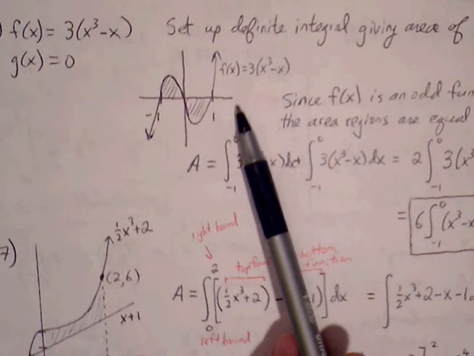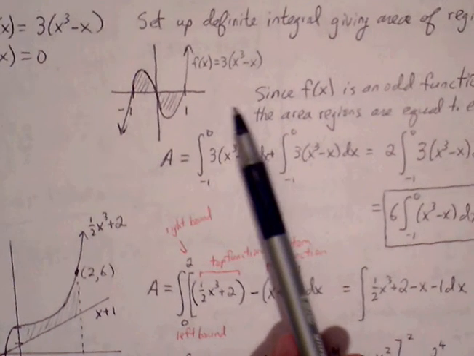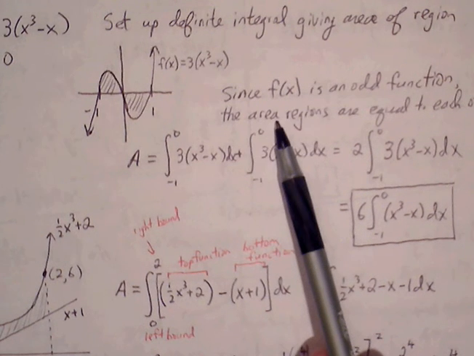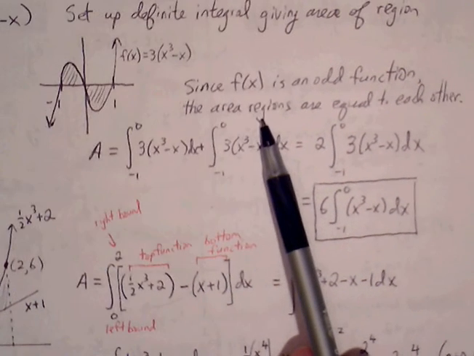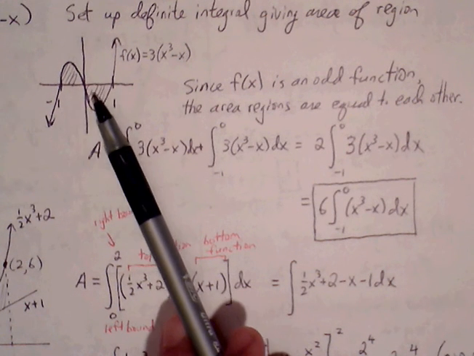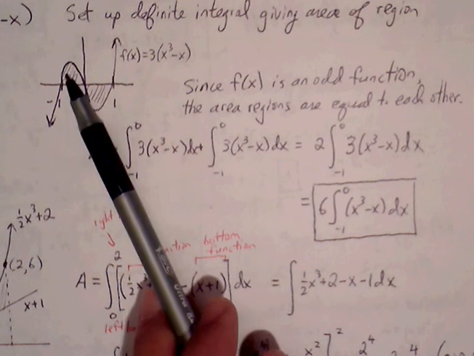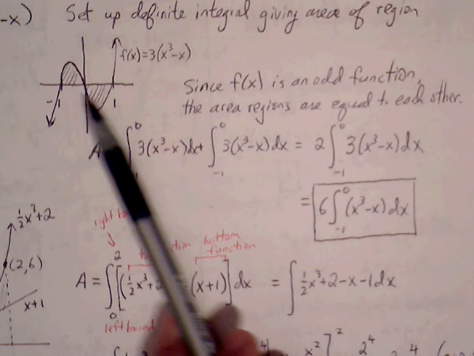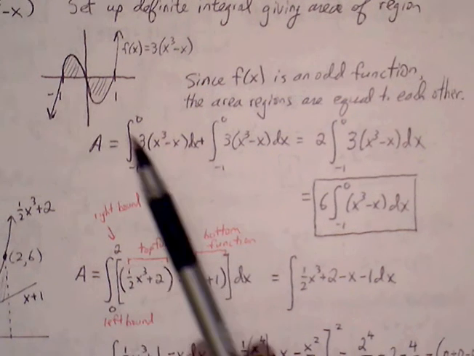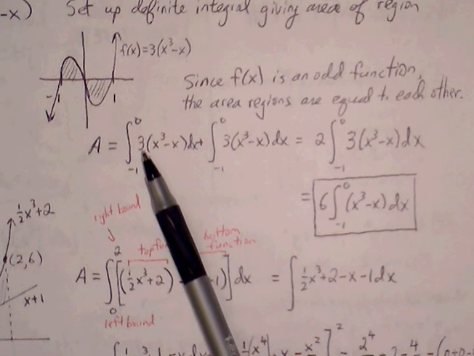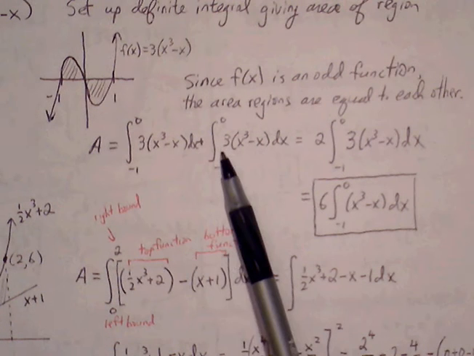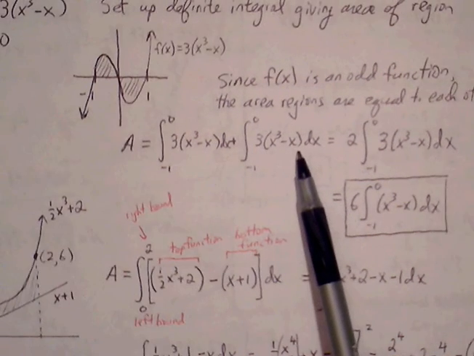One thing that we know is that f of x is an odd function, and so the area regions are going to be equal to each other. So if we find the area of this region, we've also found the area of this region. They're going to be equal. So if I want to find the area of these two regions, I can just find one area and then just double it. So that's exactly what we're doing here. We can think of it as adding two of the same equations to each other.